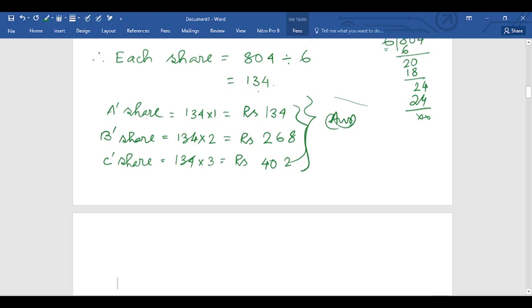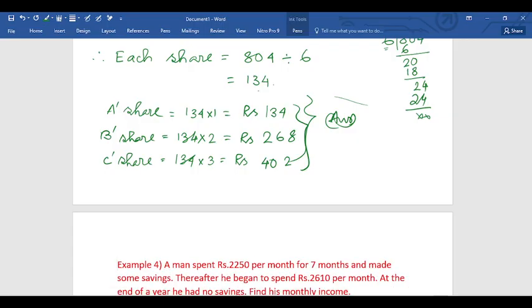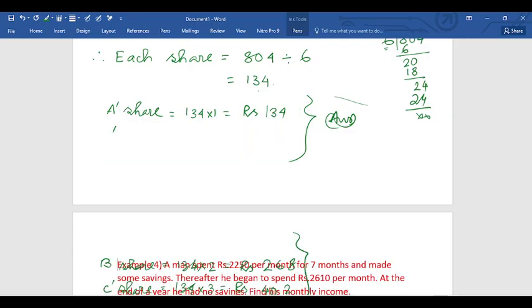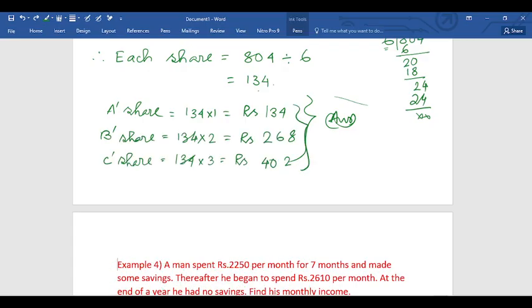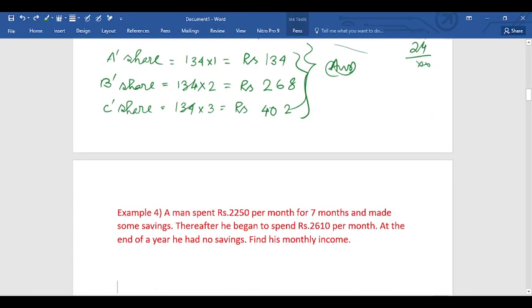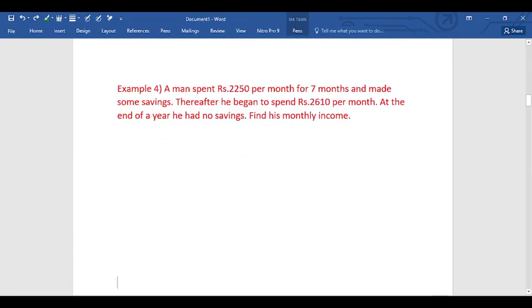Next example, example 4. A man spent rupees 2250 per month for 7 months, okay, and made some savings. Very good. Thereafter he began to spend rupees 2610 per month. At the end of a year he had no savings. Find his monthly income. Okay, very interesting sum.